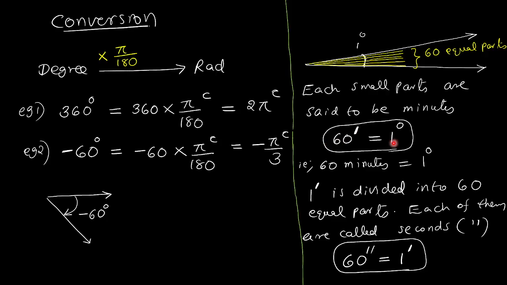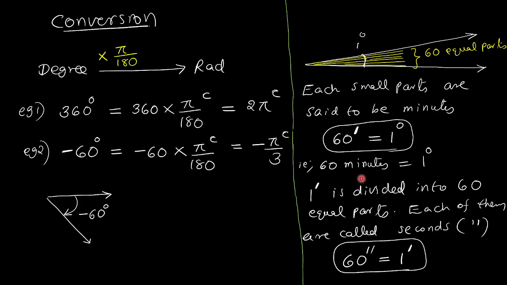60 minutes, 1 hour. Instead of 1 hour, it is degree. That is the only change. 60 minutes for 1 hour. Here it is 1 degree. 60 seconds. What is 60 seconds? 1 minute. The same thing is there in the unit of time. Understood? 60 seconds is 1 minute.